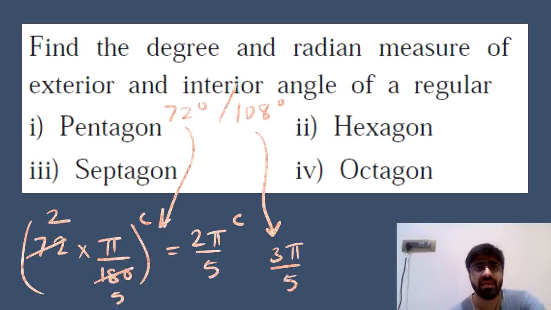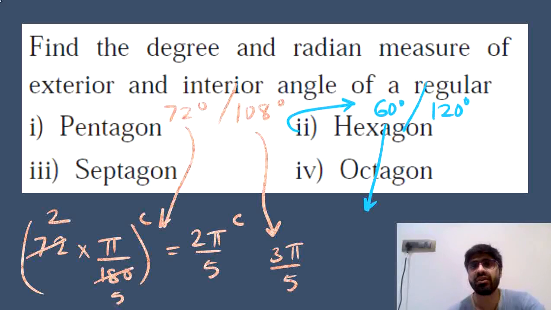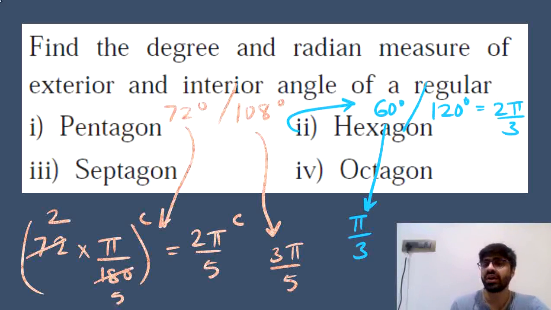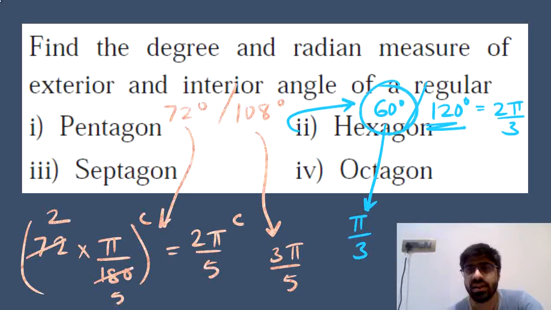Let's go ahead with the same calculation for a hexagon. Hexagon means it will have 6 sides. The exterior angle will be 360 divided by 6, that is 60 degrees, and the interior angle would be 180 minus 60, that is 120 degrees. Now, if you know how to convert that angle from degrees to radians, you must be knowing that 60 degrees is pi by 3 radians. And if 60 is pi by 3, we know that 120 will be 2 into 60. So we can write 120 as 2 times pi by 3. Okay, so that's the radian measure for interior and exterior angle of a regular hexagon. The interior being 120 and the exterior being 60.